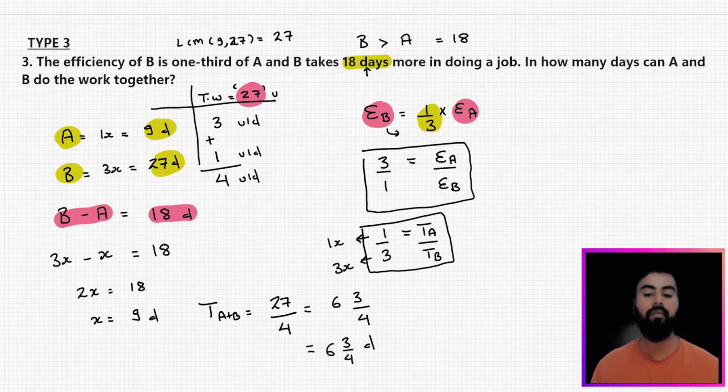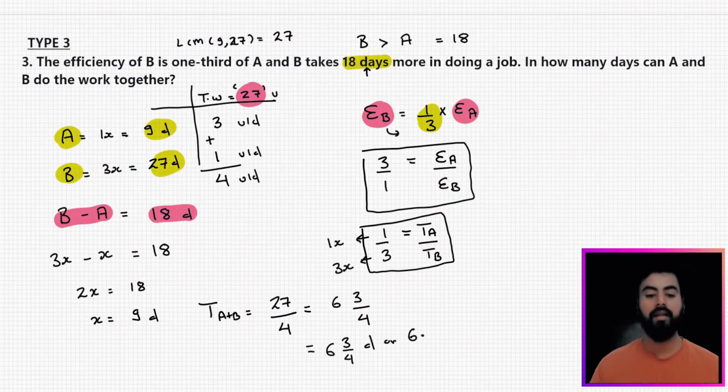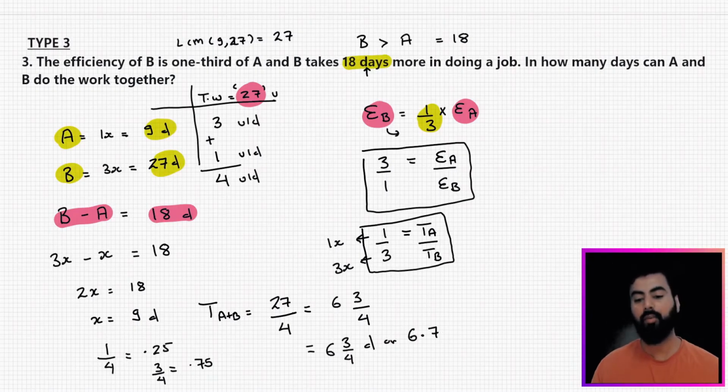This could be one way of writing the answer, or the same thing can be represented differently. I hope you know that 1 by 4 is 0.25. If 1 by 4 is 0.25, what would be 3 by 4? 3 times 0.25 is 0.75. So 6.75 days. So in the answer options, either you'll find the answer written in this form or in this form.